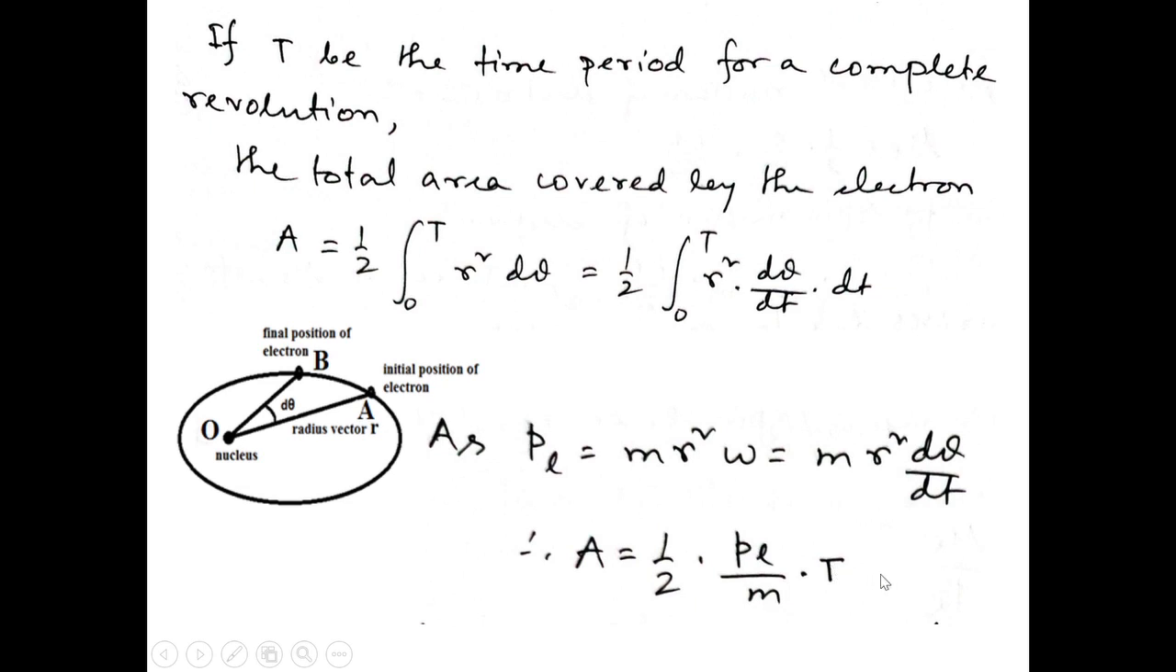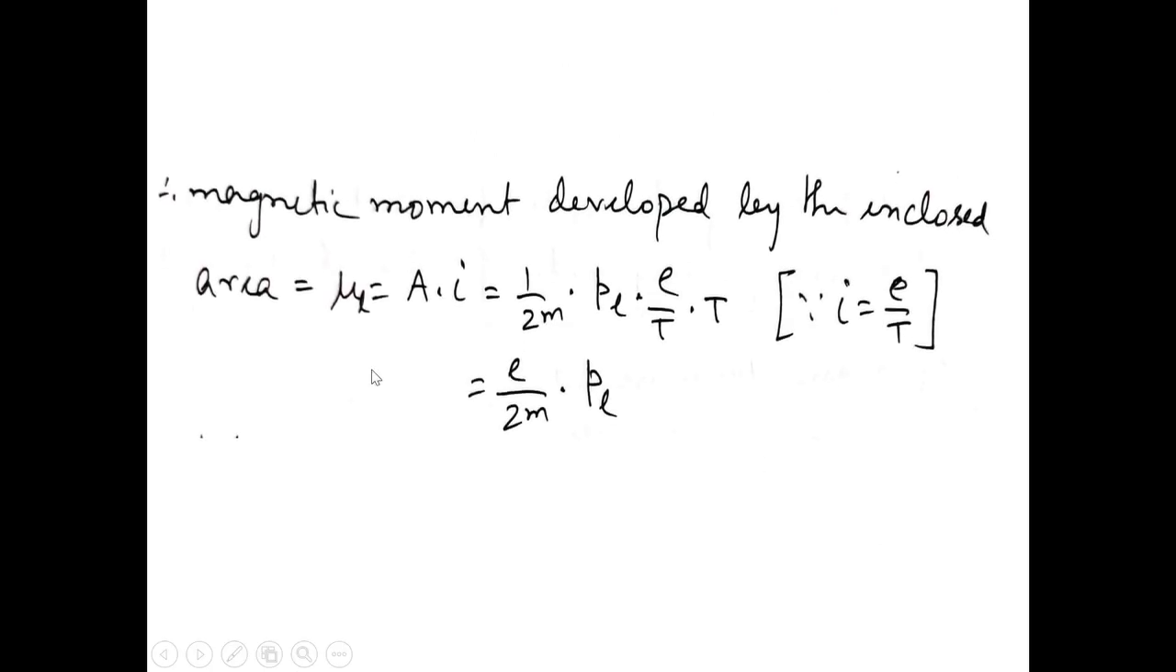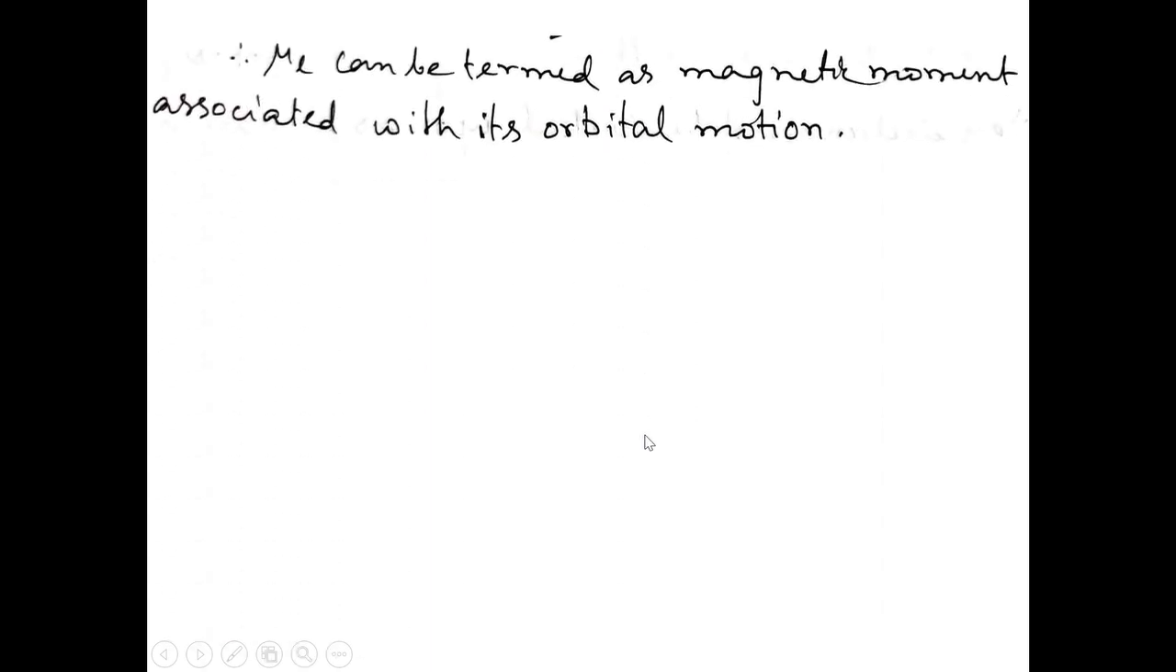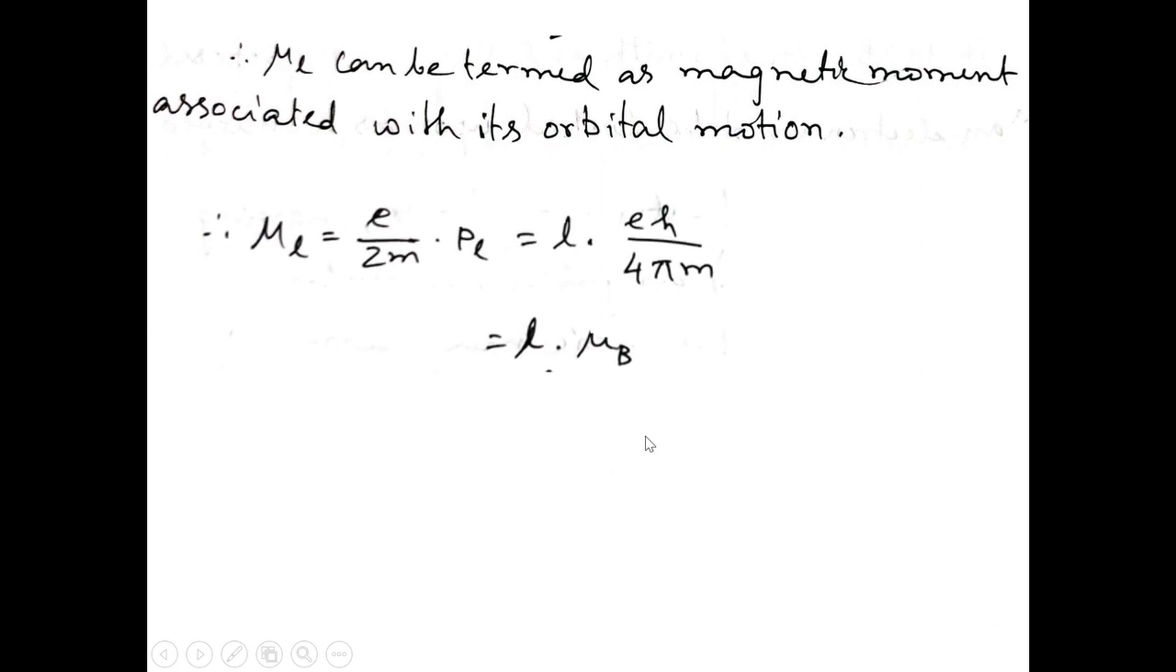Now just putting the current, because we have the aim to find out what is the magnetic moment of the closed loop. It is mu L. It is A into I. So just taking the product, current means charge by time, electronic charge E. We get mu L as E by twice M into PL. And I know the PL value is LH by 2 pi. So next, we can write finally mu L equal to E by twice M into PL, that is L into EH by 4 pi M.